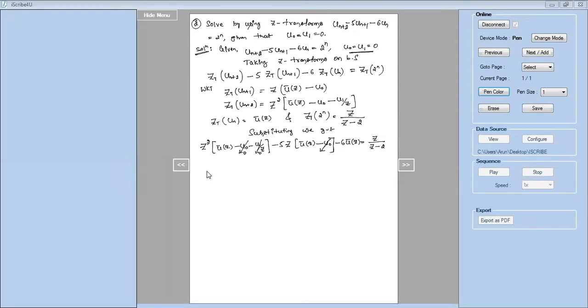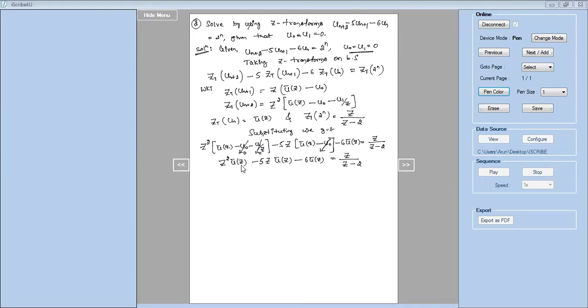So this term and this term become 0 according to the initial conditions given. Now simplify the remaining thing. So it is z square into z square u bar of z, then this term is minus 5z u bar of z, then minus 6 u bar of z is equal to the right hand side, which is z by z minus 2. Correct? So we applied the formula, used the initial conditions, and we get this.